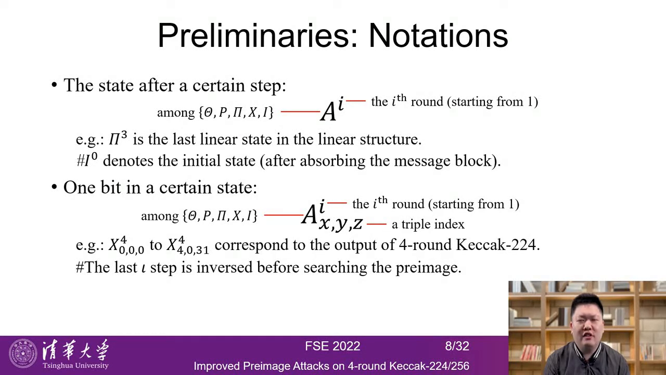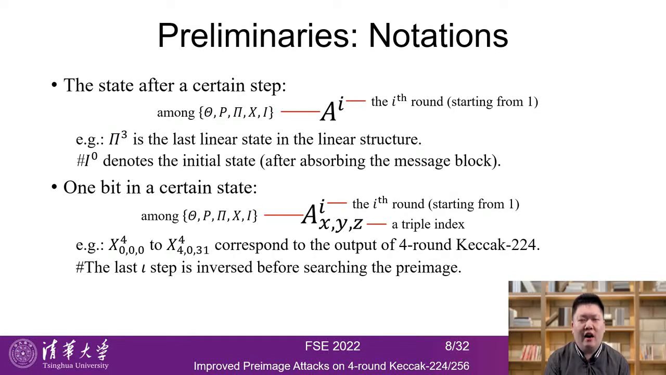Without learning these notations, those construction figures of linear structure or freedom rule strategy might be hard to understand. First, we need to mark the execution status of a middle state. We use a capital Greek letter with a superscript to denote the state exactly after the corresponding step. Here, alpha is among theta, rho, pi, chi, iota, and i starts from 1.